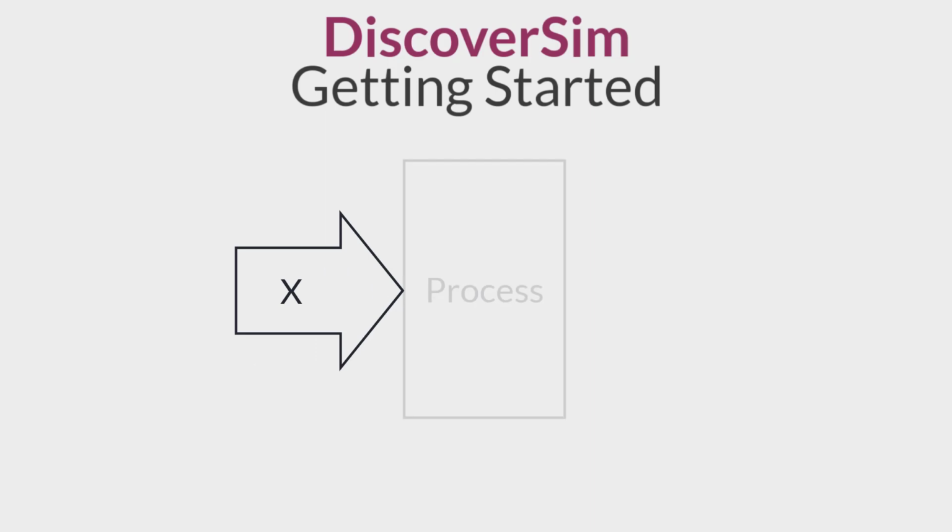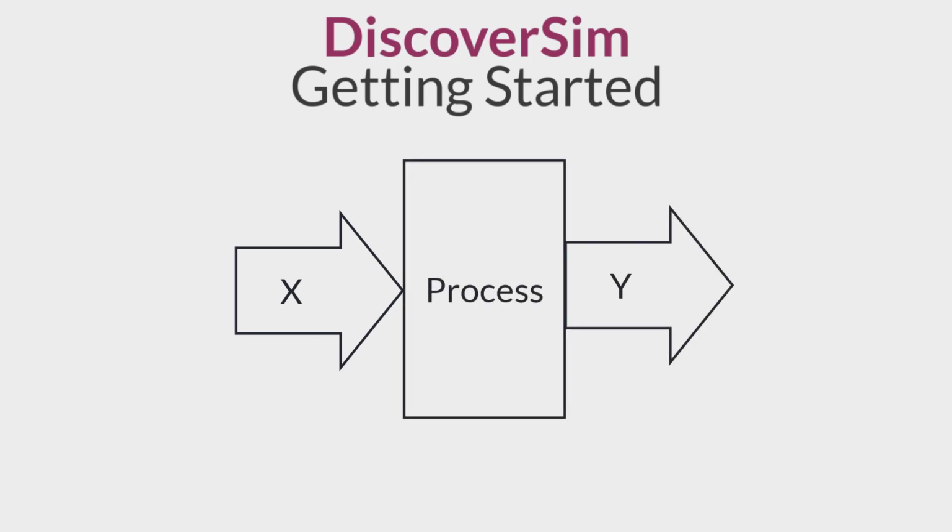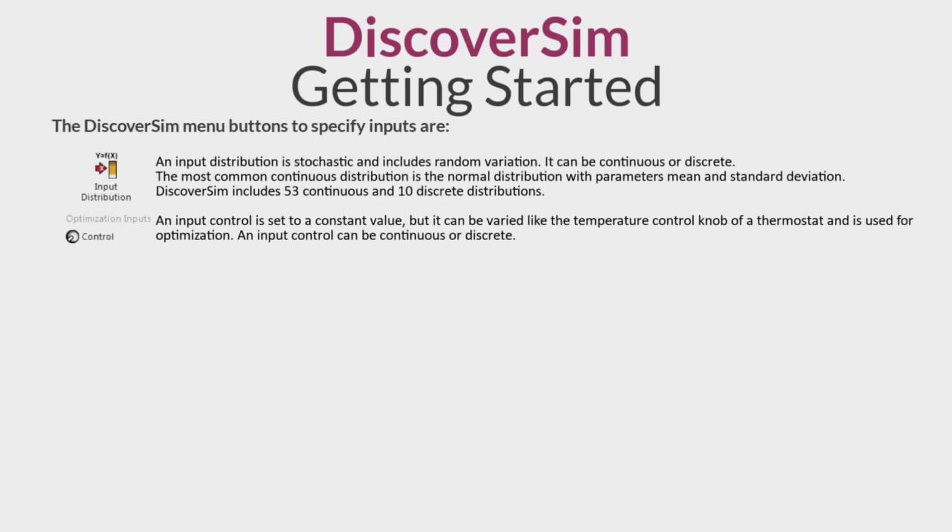DiscoverSim utilizes the y equals f of x model, where y denotes a key process output response and x denotes a key process input. An input distribution is stochastic and includes random variation. It can be continuous or discrete. The most common continuous distribution is the normal distribution, with parameters mean and standard deviation. An input control is set to a constant value, but it can be varied like the temperature control knob on a thermostat, and it's used for optimization.